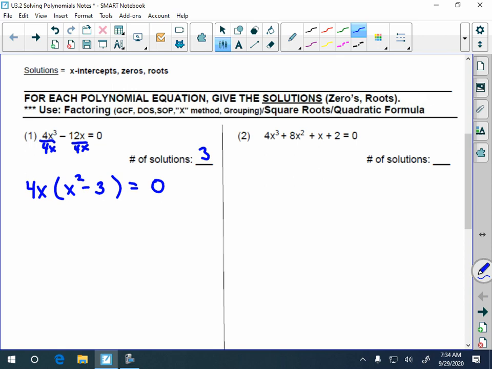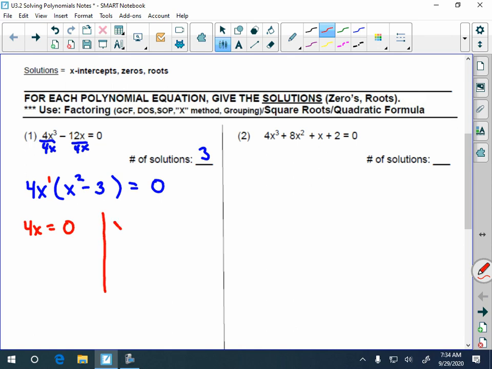Now x squared minus 3, we have the difference, and x is squared. That's a square, but 3 is not a perfect square. So this is not going to factor into a difference of squares. Okay, but we can still solve it. All right, so remember, we're looking for 3 solutions. So the 4x on the outside, since there's an x to the first here, that's going to get us one of the solutions. All right, so I set that equal to 0, I'm going to solve it.